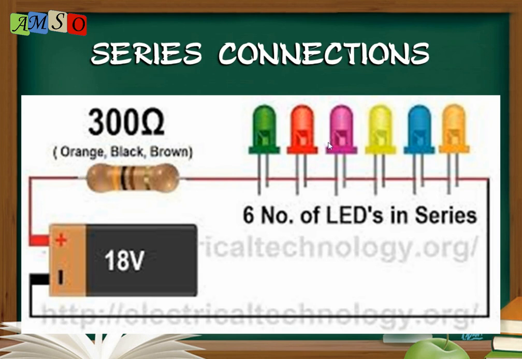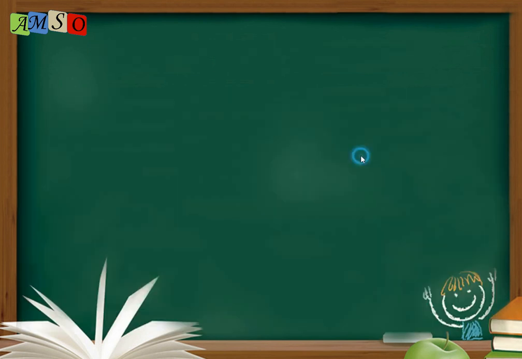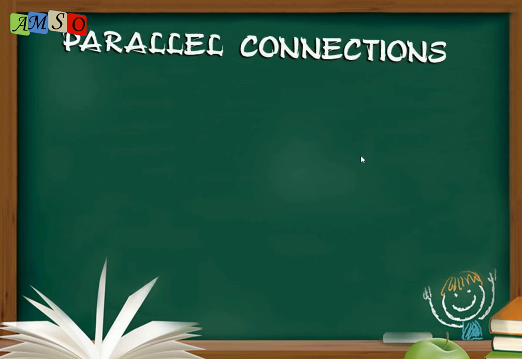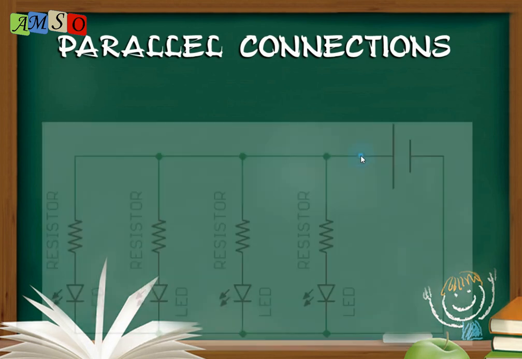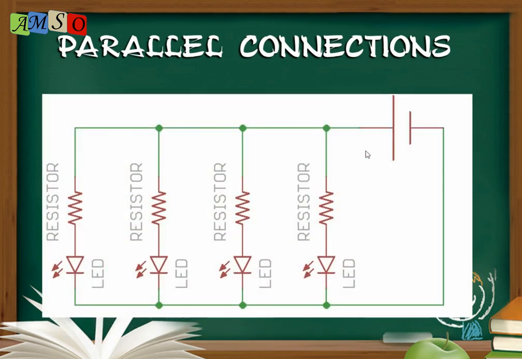So in this kind of connection, it's a series type of connection. Now let's move to the other type of connection, which is the parallel type of connection. In the parallel type of connection, here we have the battery, the shorter and the longer terminal, and we have the shorter one connected to the negative terminal.